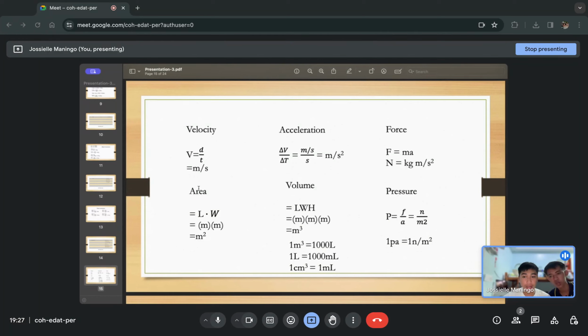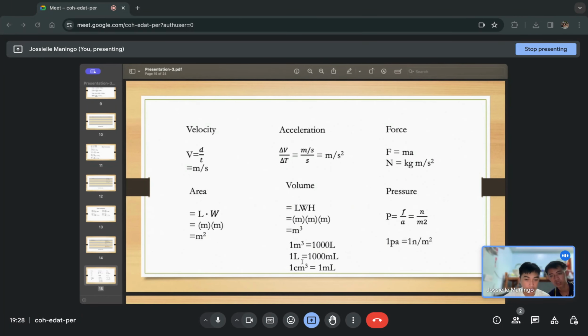And the area. For the area of a rectangle, we have length and width, and height. But for the area, we only use two: length and width. For both, we can use the unit meter, and meter times meter equals meter squared. For the volume of a rectangle, we have length, width, height. These three we can use in meters, and meter times meter times meter equals cubic meter.